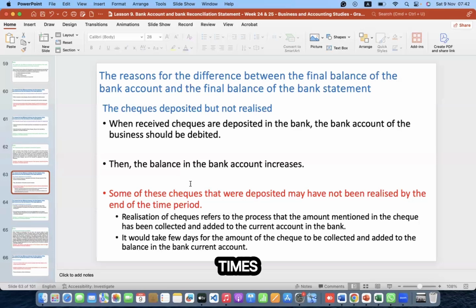When it takes time, what happens is, as soon as I receive the check and I deposit it into the bank account, what I do in my bank account is I am debiting my bank account since I received the check. Right? But on a real time basis, for the bank to realize the check I debited inside the bank account, there will be a period of time that is required. Right? This we call realization of checks.